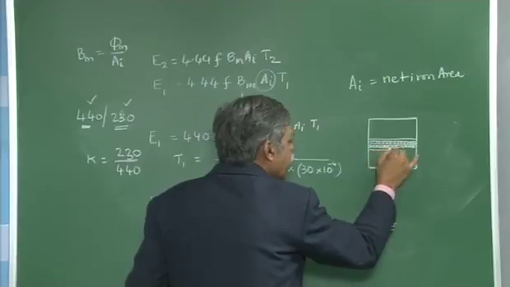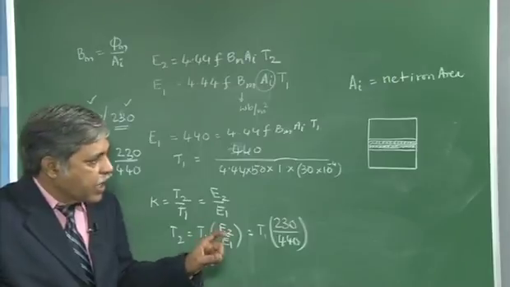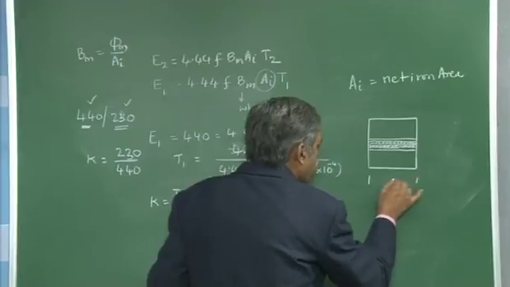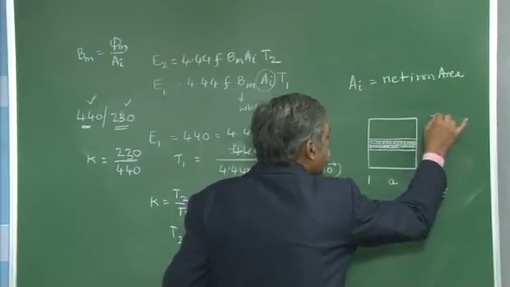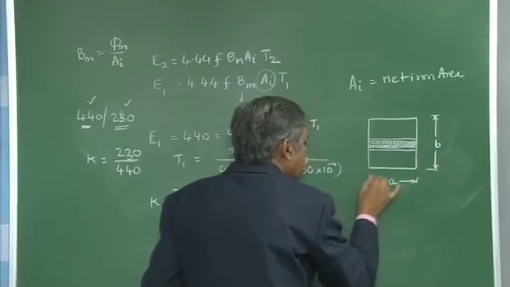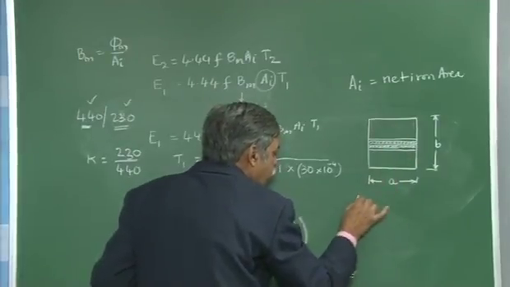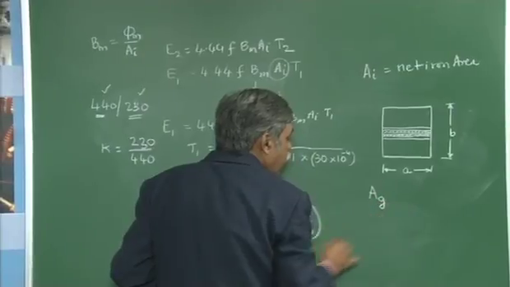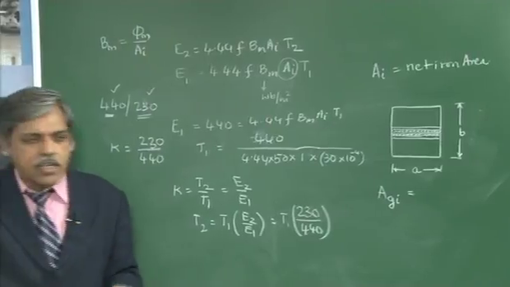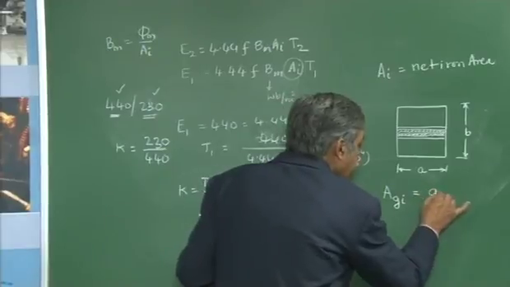Now, this insulation cannot carry the flux. I can calculate the gross area, which is based on the physical dimensions of the core, A multiplied by B. A is called the width of the core, B is called the depth of the core. So, based on the physical dimensions, I will be calculating an area called gross iron area, AGI. I stands for iron, G stands for gross. This is equal to AB.